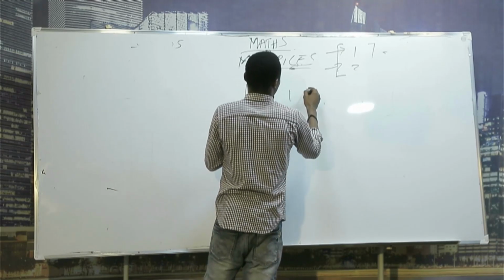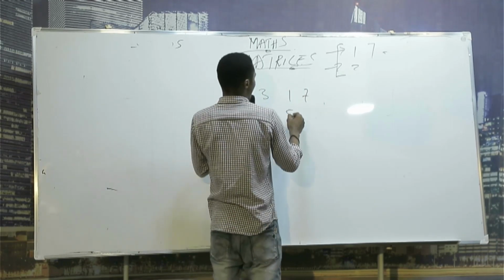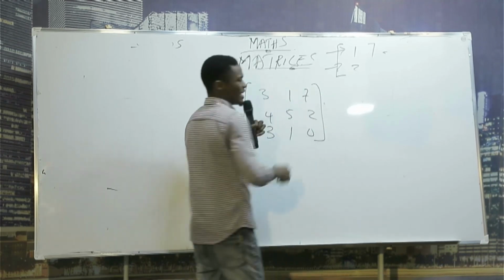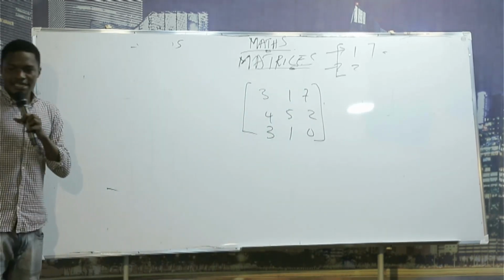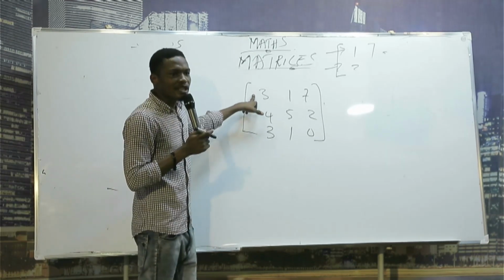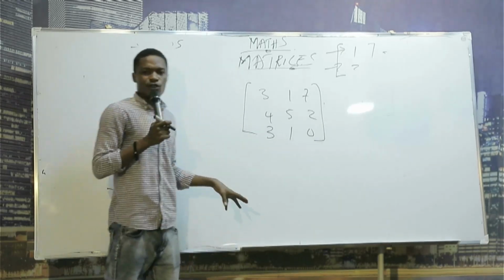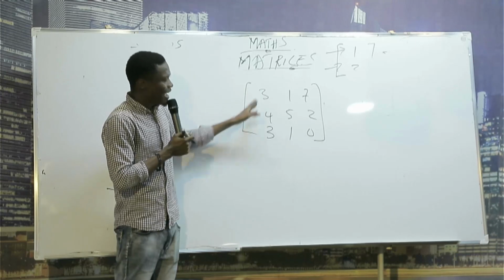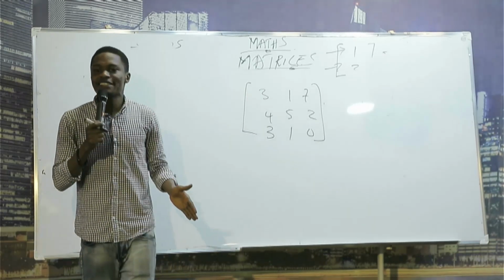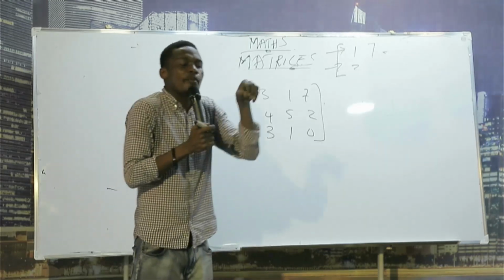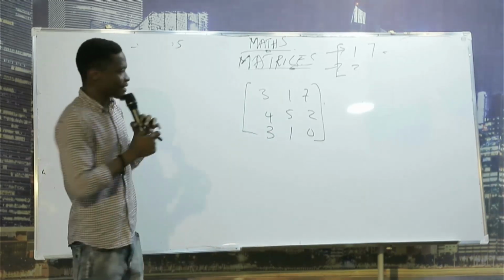Where we have 3, 1, 7, 4, 5, 2, 3, 1, 0. Look at this. What is the order of this matrix? This is a 3 by 3, right? Now, if I ask you to identify 3, you'll be like, is it this 3 or this 3? Because this 3 and this 3 are identical, but are they in the same position? They are not. So we need to know how to identify the position of elements in a matrix.